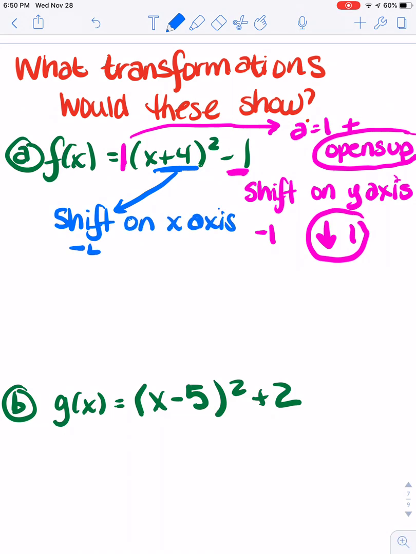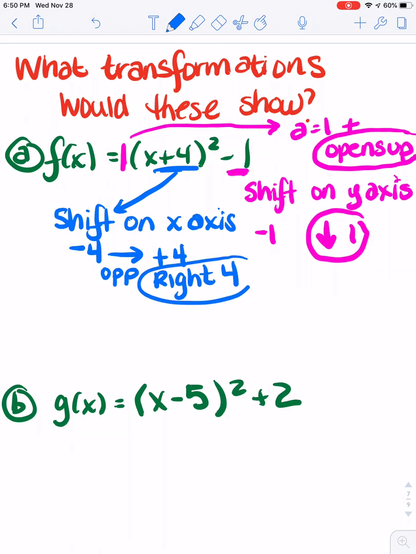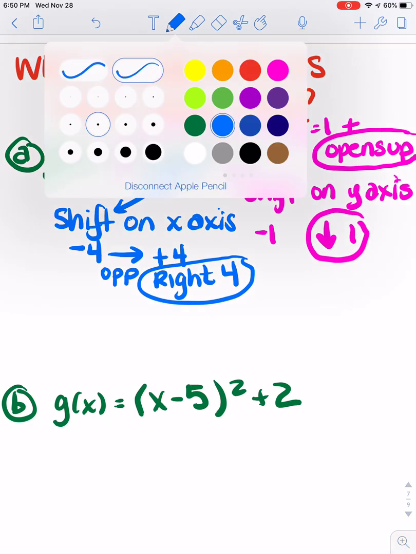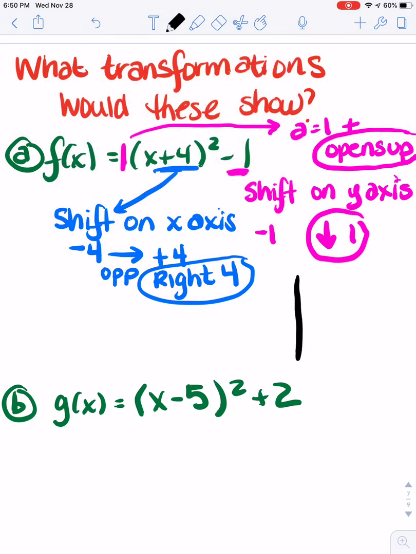So if it's -4, remember we always shift it opposite. So it goes to +4. So if I were going to +4, that means I would go right 4. Now, if I wanted to think about even what a sketch would look like for this.